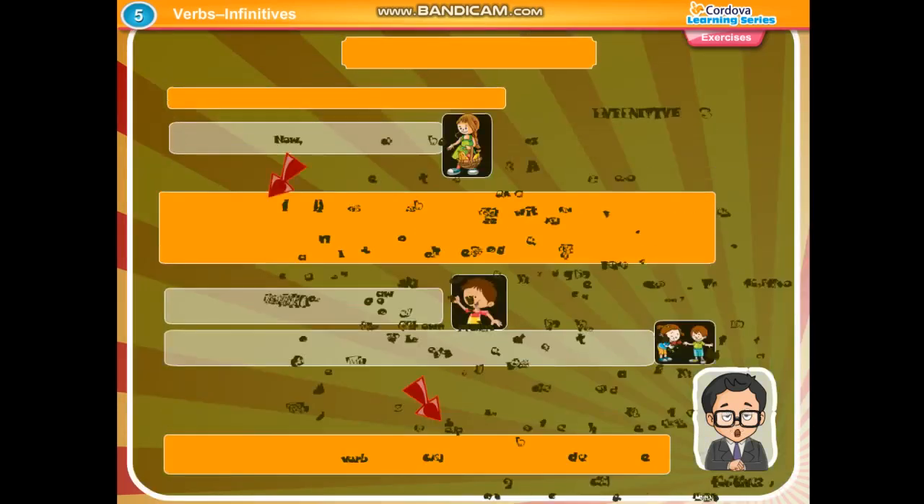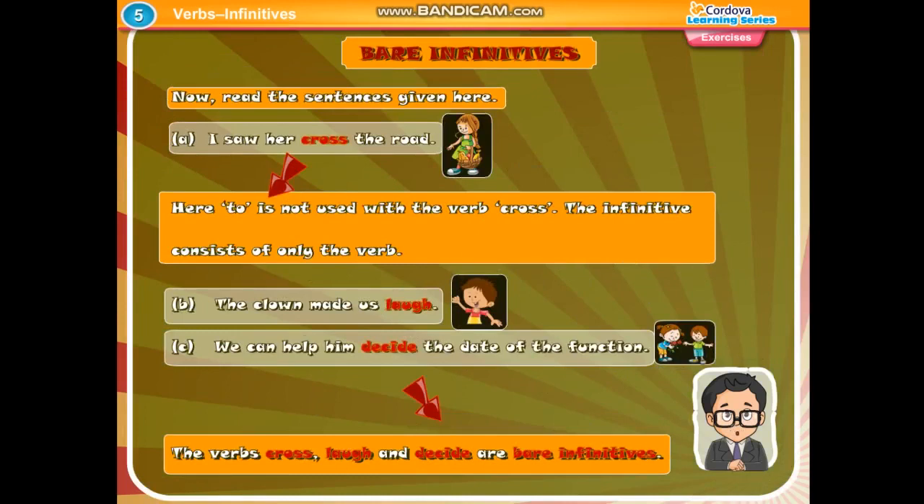Bare infinitives. Now read the sentences given here. I saw her cross the road. Here, to is not used with the verb cross. The infinitive consists of only the verb. The clown made us laugh. We can help him decide the date of the function. The verbs cross, laugh, and decide are bare infinitives.